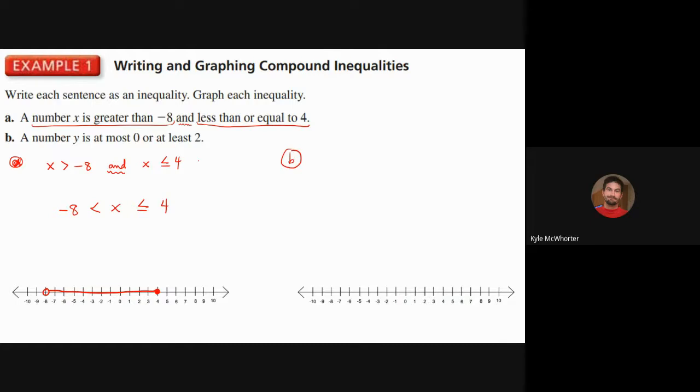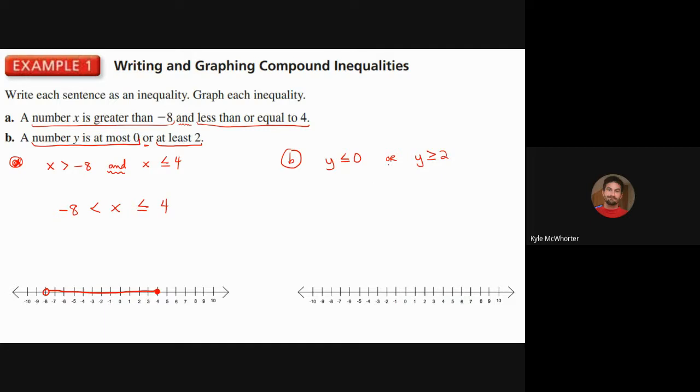So B gives us a number y is at most 0 or at least 2. So y is at most 0. That would mean the biggest it could be is 0, but it could be smaller than 0. So that's less than or equal to 0. Or at least 2. So it could be 2 or it could be more. So that's y greater than or equal to 2. So you can't write an in-between statement with or. You can only do that with and.